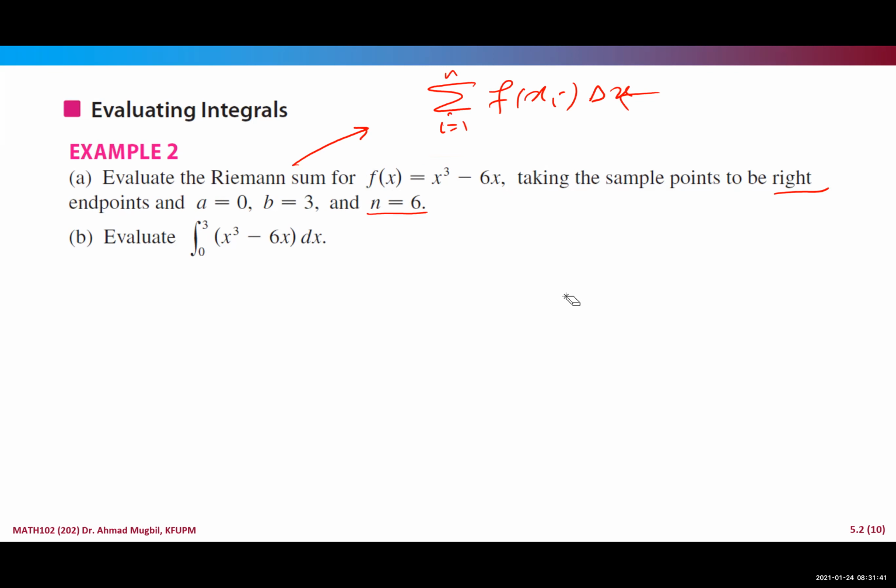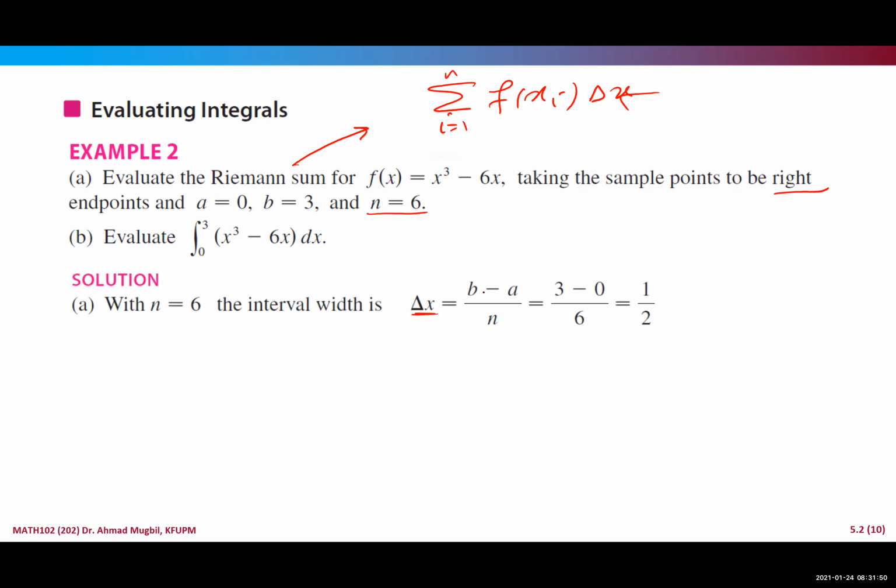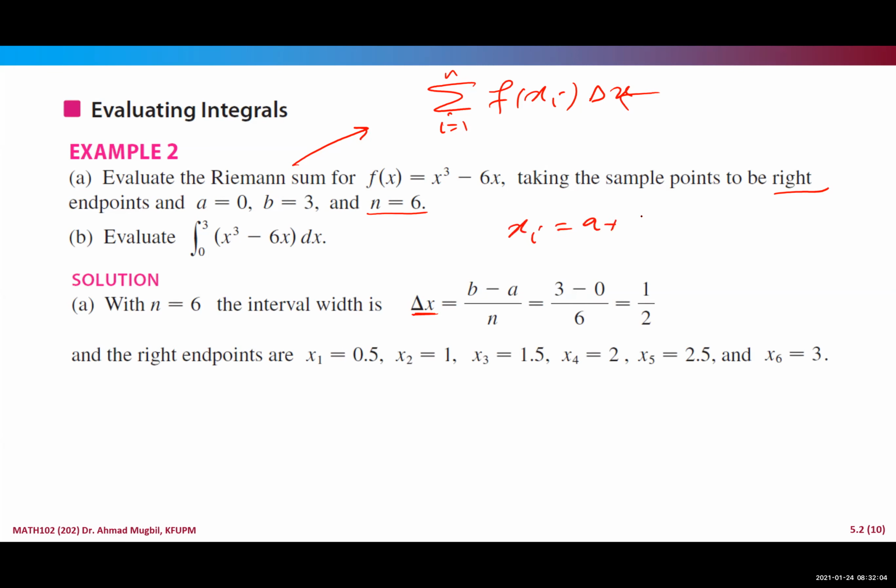So what will we start with, ya shabab? Yes, we will start with delta x. Delta x is b minus a over n, so it will be 3 minus 0 over 6, which is a half. Then we will find xi. In this case, xi is a plus i delta x, so it will be 0 plus i times a half, so it is i over 2.